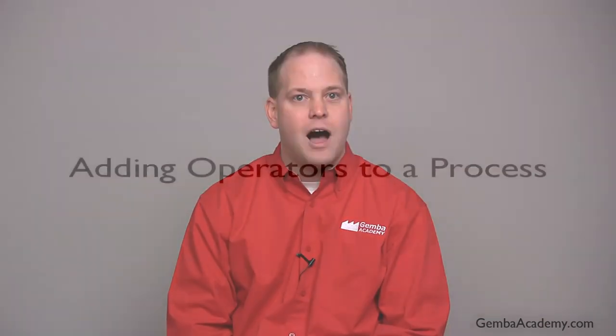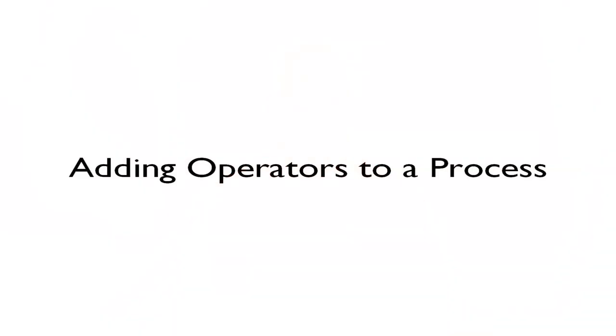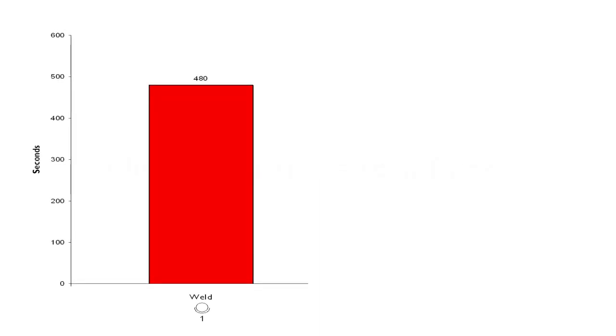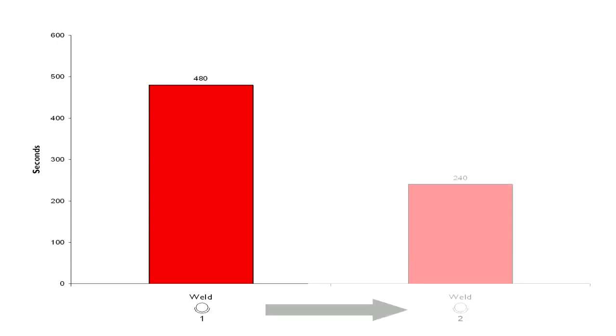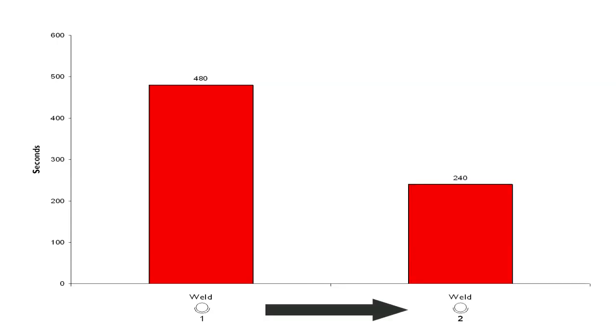Okay, well, the last thing that we'll discuss in this module is what happens when we actually add operators to a process. Here's what our original welding process looked like. We had one person doing all the work, and it took them 480 seconds of manual cycle time to produce one product. By dividing this manual work up between 2 people, we can actually cut this time in half. Now, instead of a part being produced every 480 seconds, we're able to produce a part every 240 seconds.